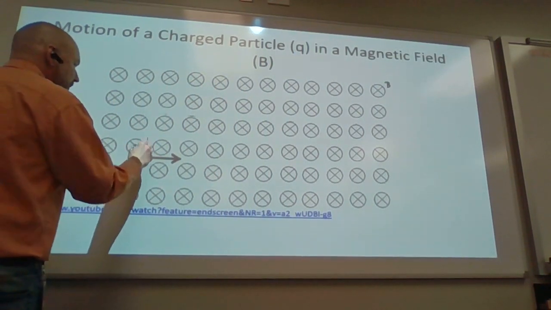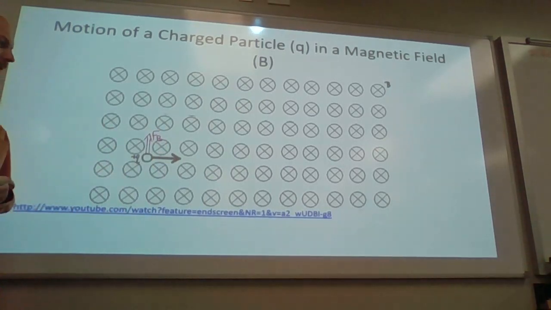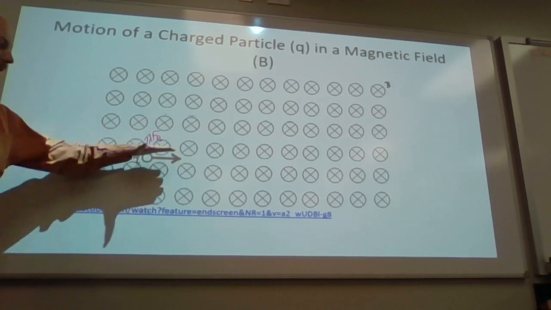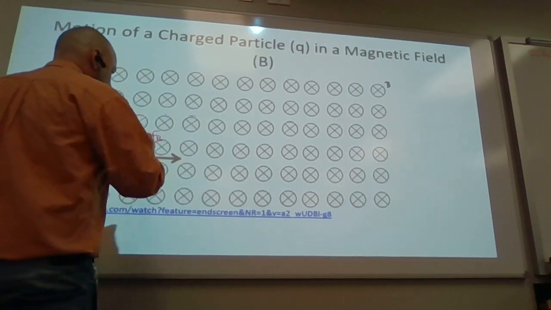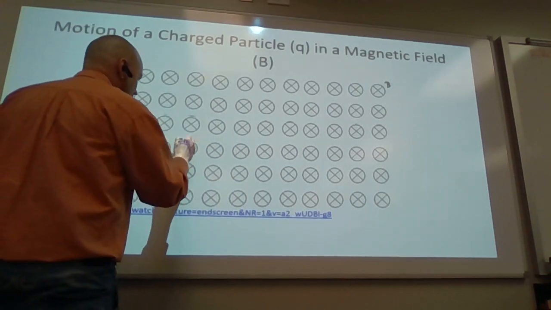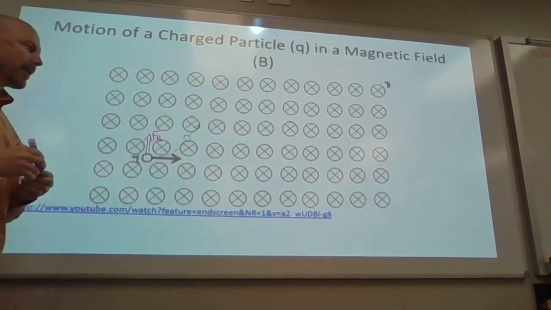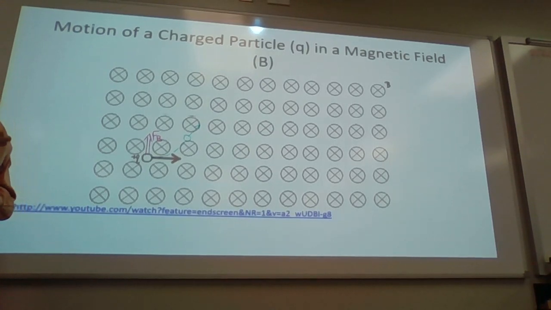Okay. So now, if this was free to move, it wouldn't immediately just go straight up. It's moving. It has inertia. Okay. So it's going to do something like this. It's going to be moving now that way. Does that make sense? Okay.